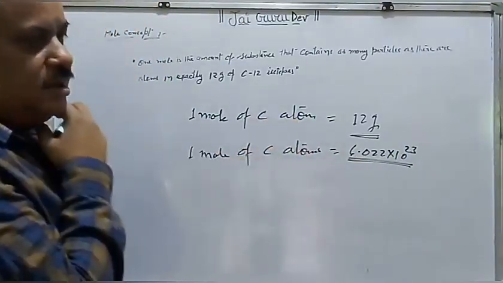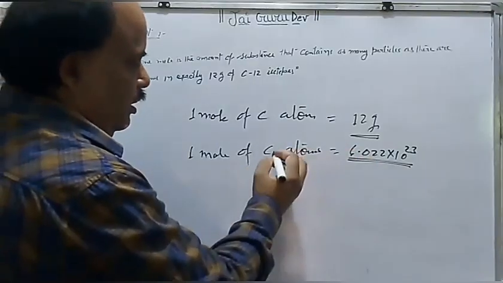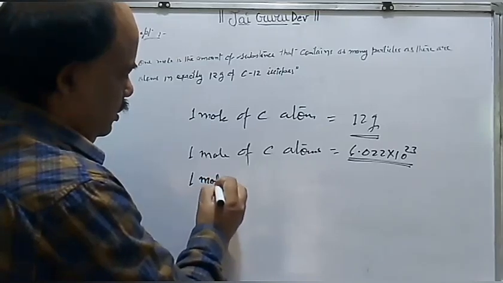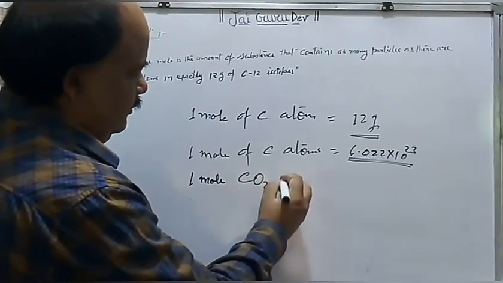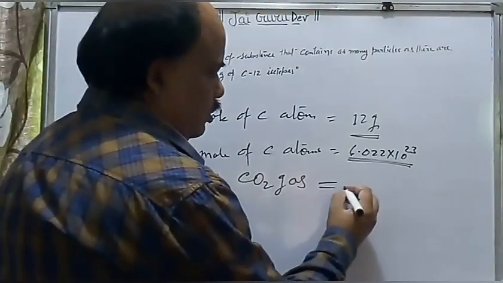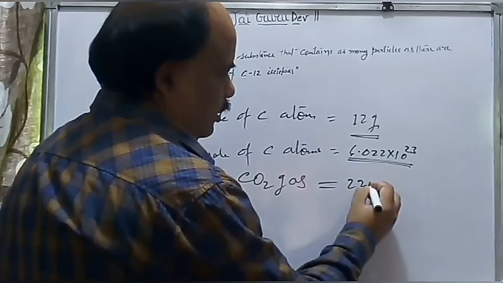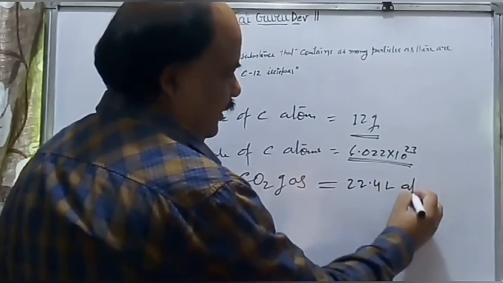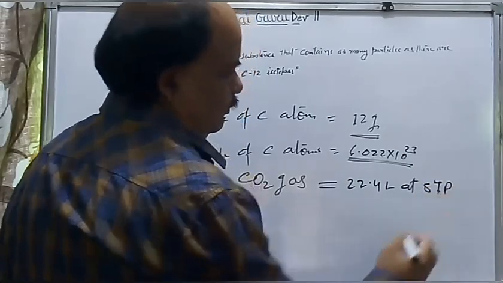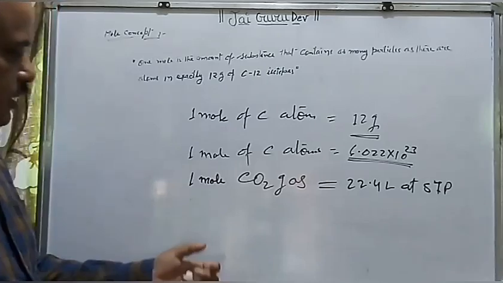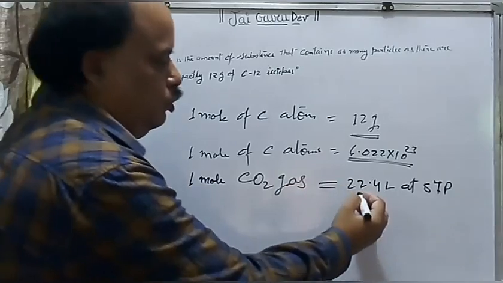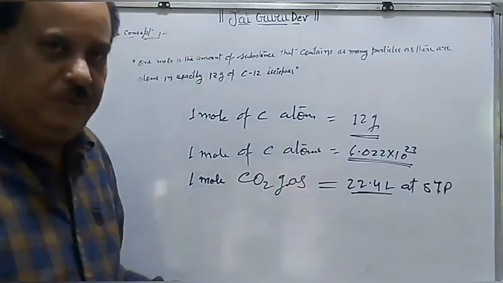1 mole of substance, and the number is also fixed. 1 mole of CO2 gas or any gas equals 22.4 liter at STP, standard temperature and pressure. 1 mole of any gas contains 22.4 liter at STP.